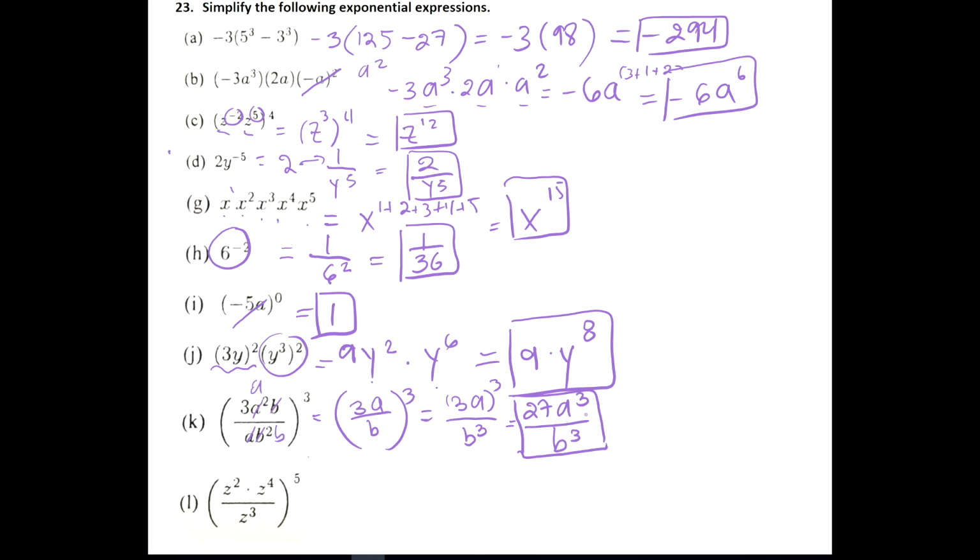The same concept applies here. Let's simplify the numerator first. Same bases: we've got z, 2 plus 4 is 6, over z cubed, and then raise that to the power 5. Another property of exponents says when you have the same bases and you're dividing the two terms, you can just subtract the powers. So I get z to the power 6 divided by z to the power 3. 6 minus 3 is 3. Then I'm going to raise that to the power 5, and now I can just multiply the powers. I get z to the 15.